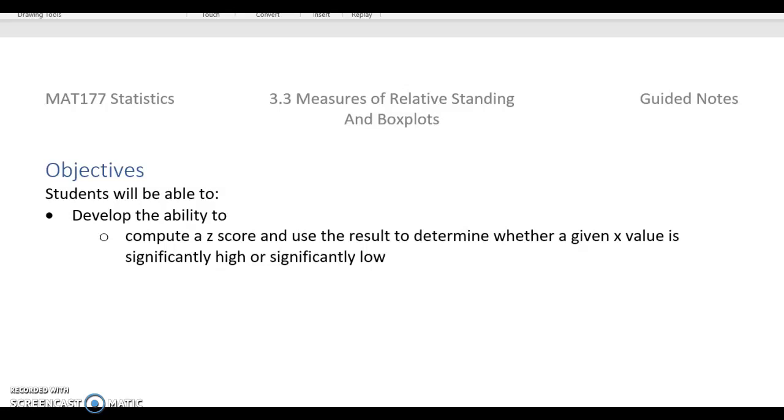In this video, I'll be going over z-scores. The objectives are students will be able to develop the ability to compute a z-score and use the result to determine whether a given x value is significantly high or significantly low. This video goes along with pages 1 and 2 of the 3.3 Measures of Relative Standing in Boxplots notes. Please have your notes out so you can follow along.